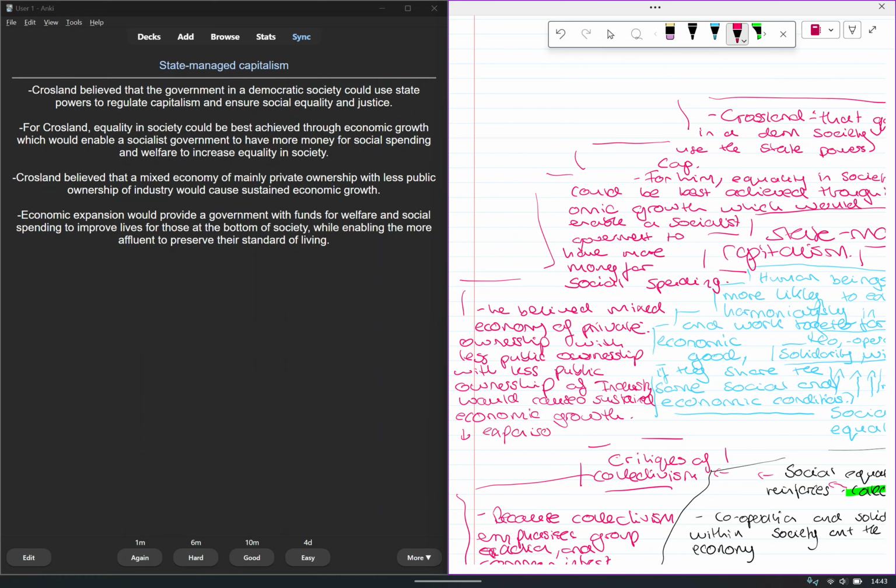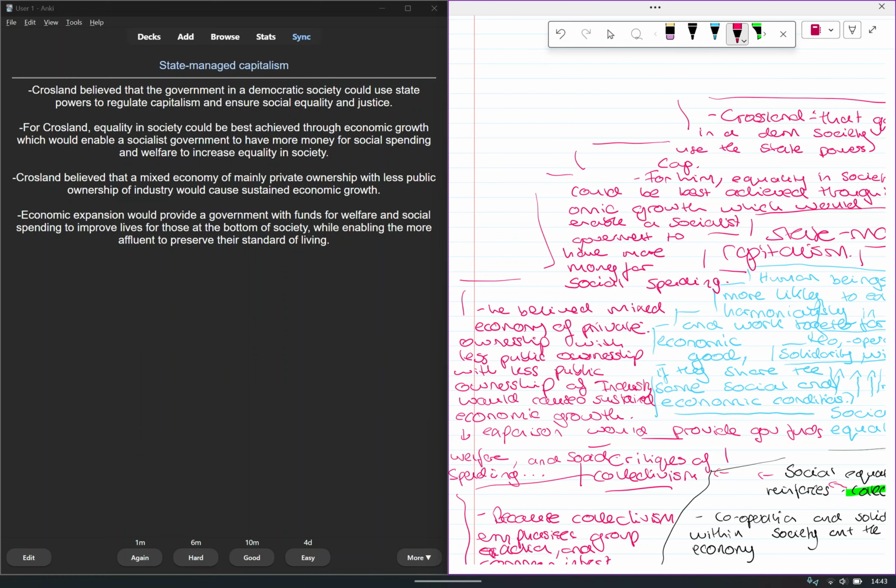Expansion would provide government funds, welfare, and social spending. The reason I put the dots is so that you don't have all the knowledge on this single mind map, but when you read the mind map, it helps you guess. So remember this now: economic expansion would provide a government with funds for welfare and social spending.